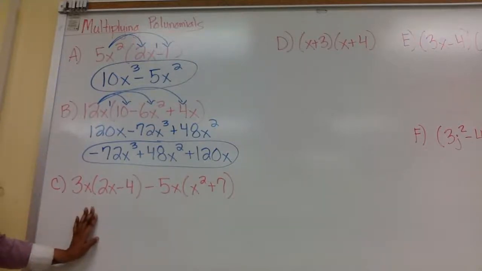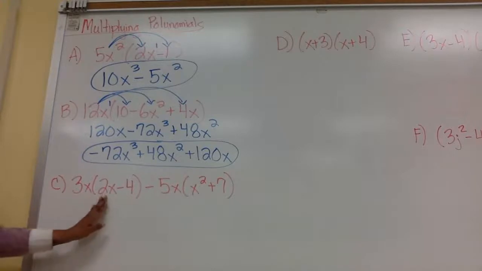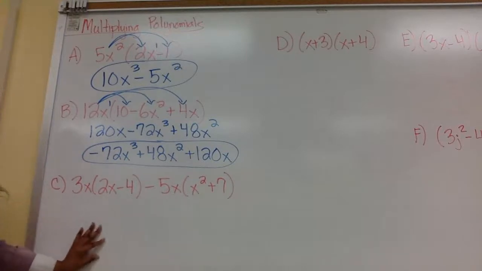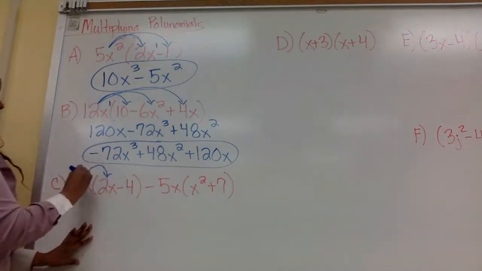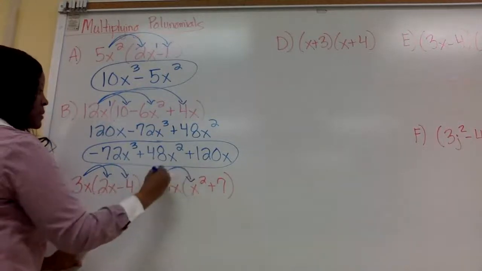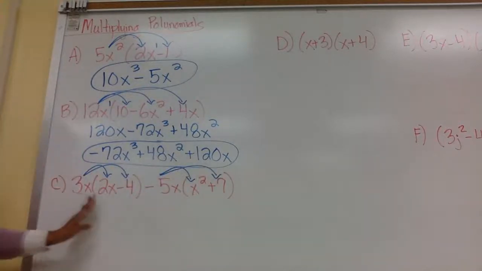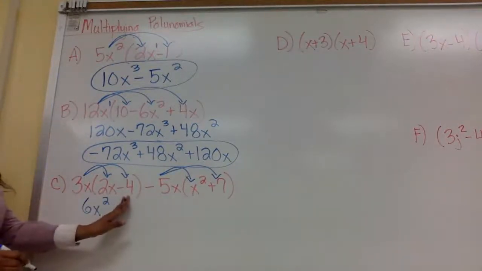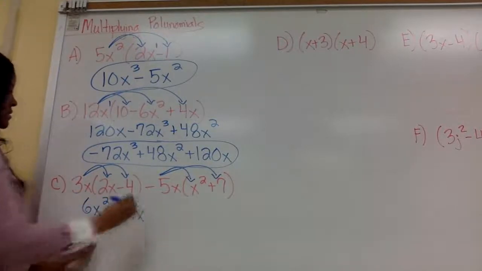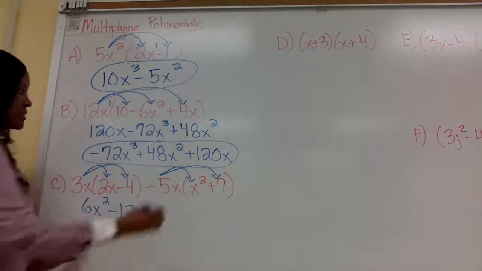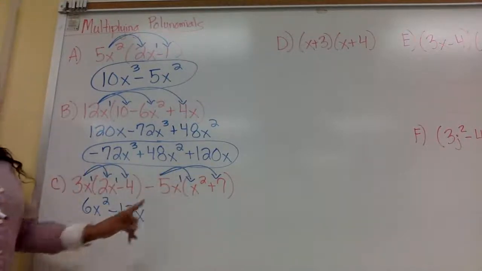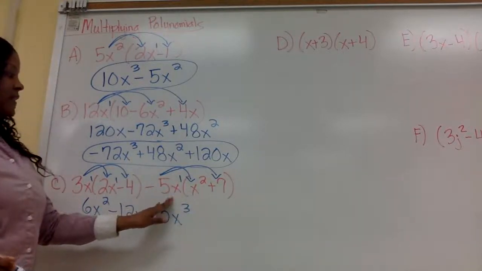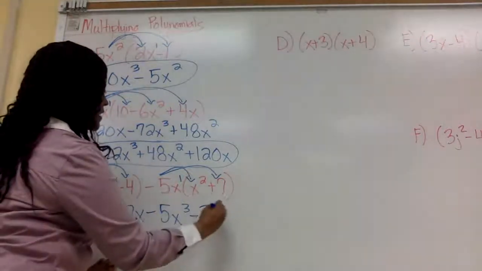See, we're going to have to do the distributive property twice. Take this 3x, multiply here. Take negative 5x, multiply by here. And then we will combine like terms if we have any. So we'll put our arrows up here so we can keep track. 3x times 2x is 6x squared. 3x times negative 4 is negative 12x. Negative 5x times x squared, if you need to, put your 1 here so you can see that you add the exponents when you multiply, it's going to be negative 5x to the third. And negative 5x times 7 is negative 35x.